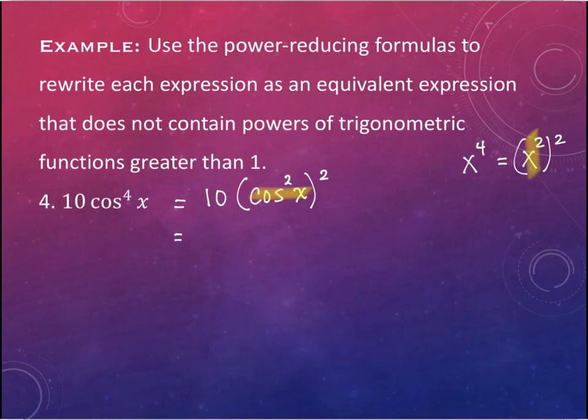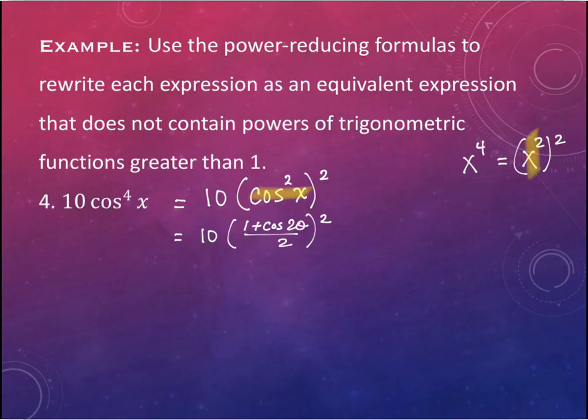So now we have 10 times 1 plus cosine of 2 theta, divided by 2, squared. Okay, just doing a replacement, right? I need to square the top, I need to square the bottom, but when I square the top, please do not make the mistake of squaring each individual component. When you square with addition and subtraction, you FOIL.